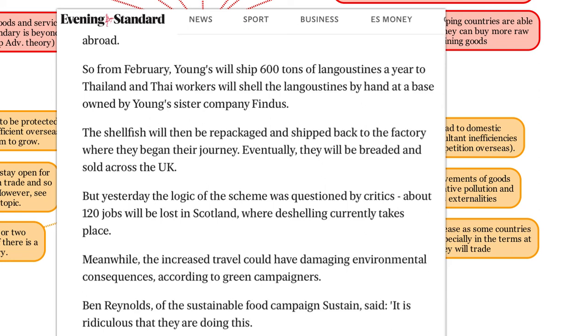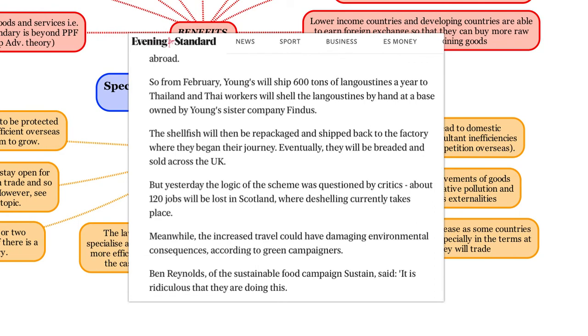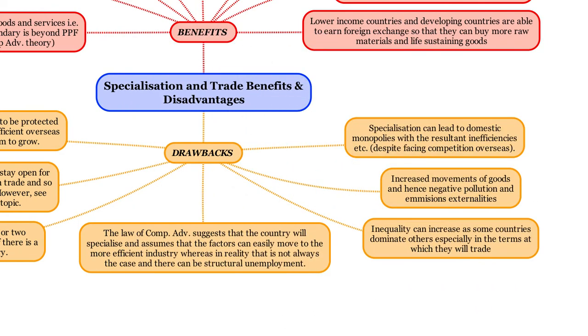And obviously, there's a problem with jobs lost in Scotland, but the biggest problem was the big environmentally damaging consequences that this was going to cause. So that's a good argument for not having such long chains of supply. And again, with the COVID that's been happening, I think you could argue that as well. So one more thing just to finish off. If you've got specialization, you get bigger companies. Bigger companies lead to monopolies.